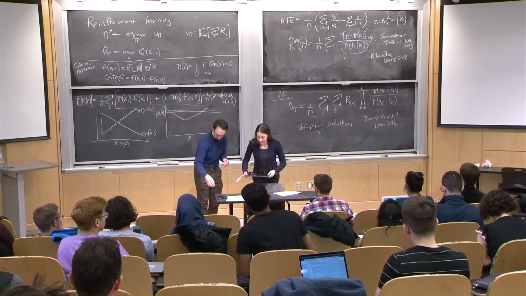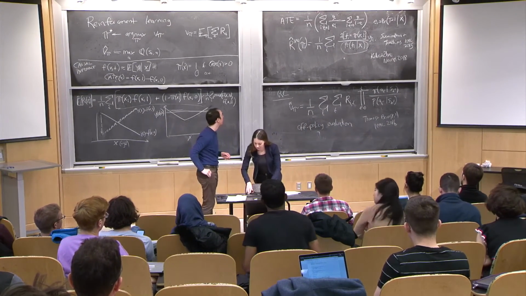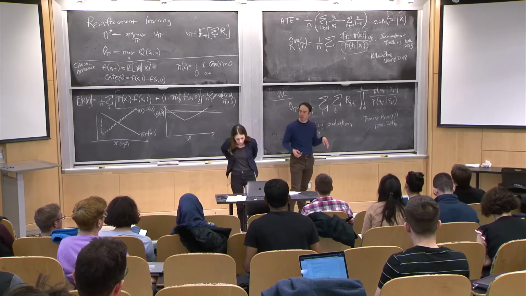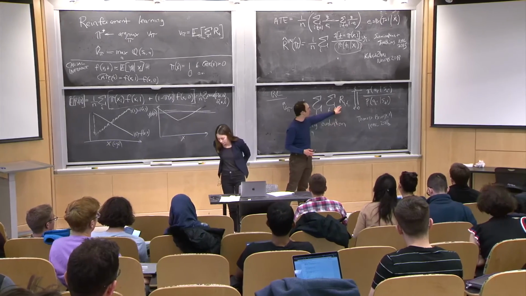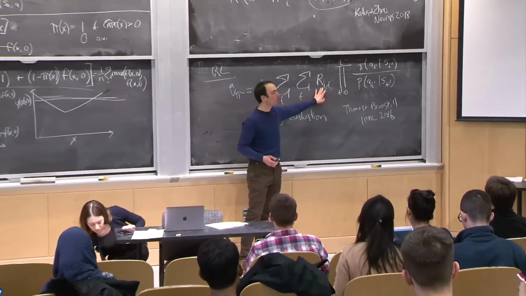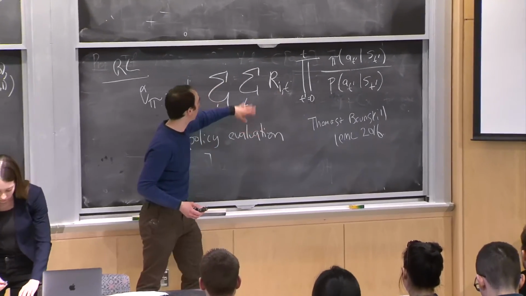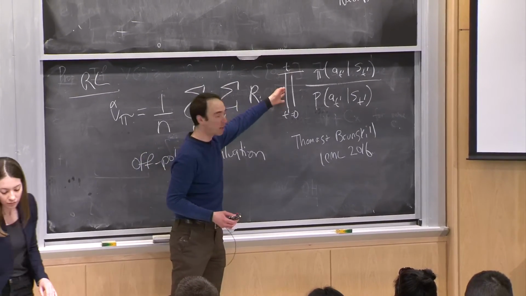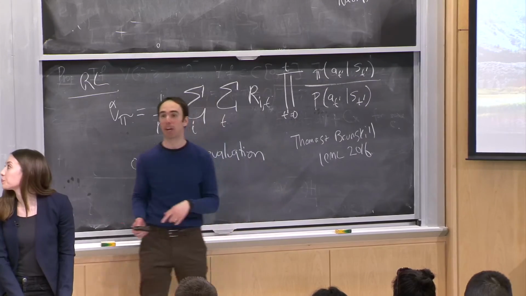Yes? Why do we sum over t and take the product across all t? One easy way to think about this is suppose that you only had a reward at the last time step. If you only had a reward at the last time step, then you wouldn't have this sum over t because the rewards in the earlier steps would be 0. You would just have that product going from 0 up to capital T the last time step.